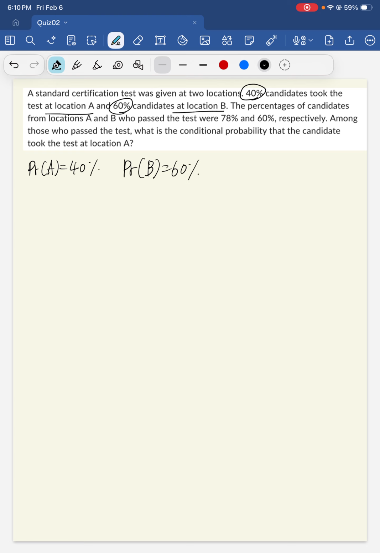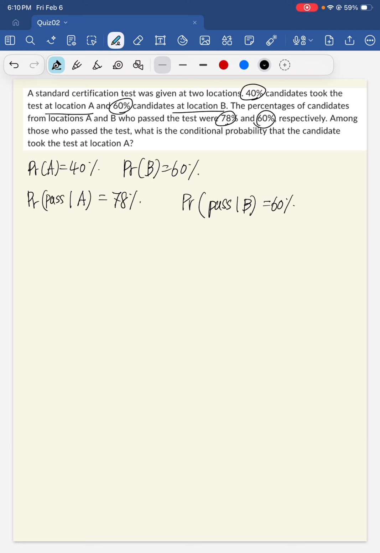We get the unconditional probability, and also we know how many of them pass the test at each location. So 78% is the percentage of the candidates who pass the test from location A. So given location A, the probability of passing the test is 78%. And the 60% is the probability of pass at location B, right?